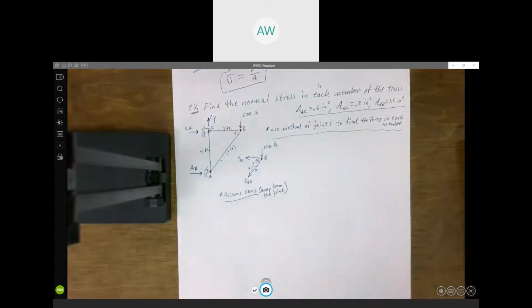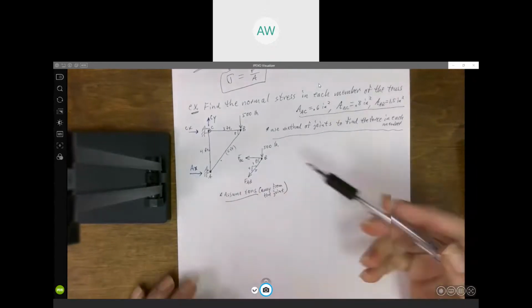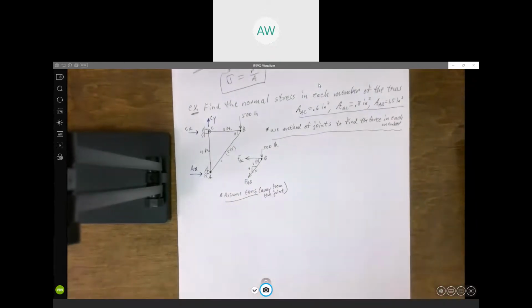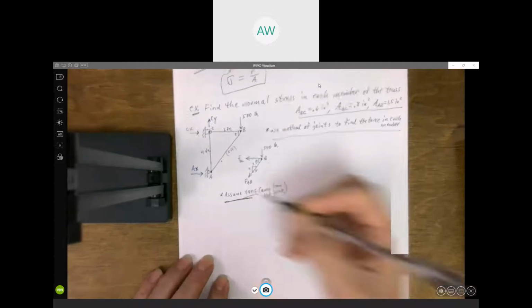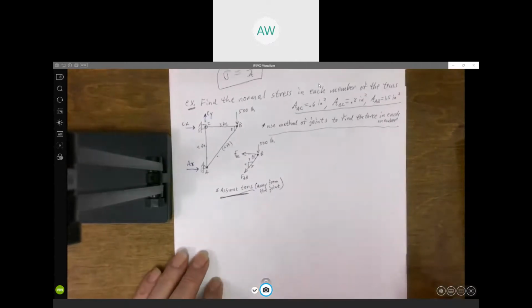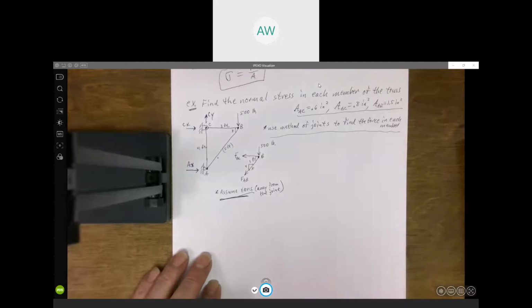Compression pushes toward the joint, tension pulls away from the joint. That's why I've assumed these two are going away from the joint. The motivation for assuming tension is exactly the same as we talked about yesterday. If I assume tension, my answer is positive, it means tension, and if the answer is negative, it corresponds to compression. So it's a simple, easy way to differentiate between tension and compression without having to do any additional thinking. All right, we assume tension. I know positive is going to be a tensile stress, and negative is going to be a compressive stress.